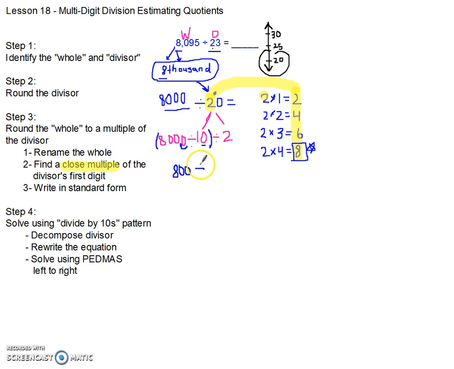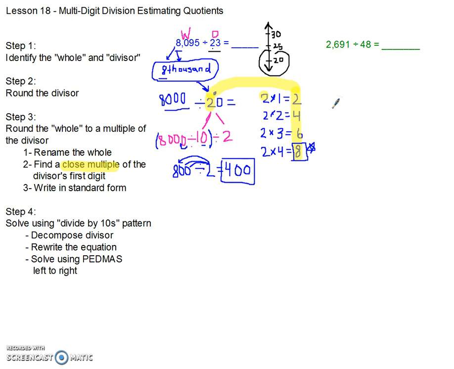And then I can divide by 2. And I can start here. 8 can be divided by 2, which would equal 4. And then I do 2 cannot go into 0. And then again, 2 cannot go into that 0. So my estimate is 400.